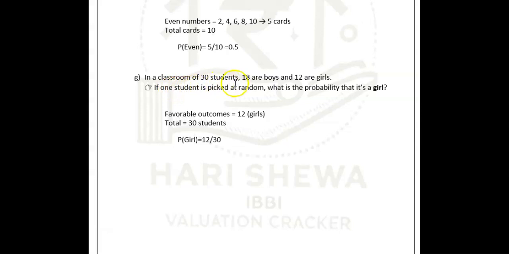In a classroom of 30 students, 18 are boys and 12 are girls. If one student is picked at random, what is the probability that it's a girl? Then the favorable outcomes are 12. Total students 13. Then the probability of getting a girl is 12 by 13.